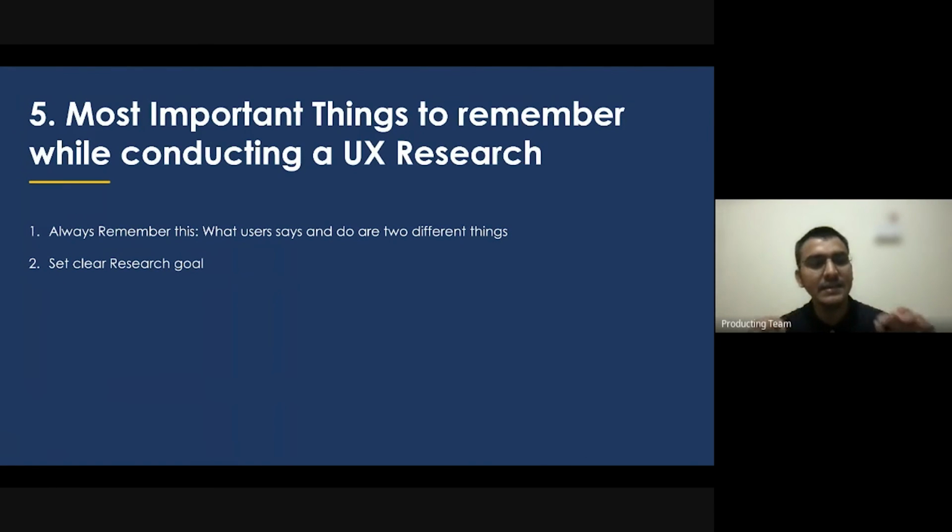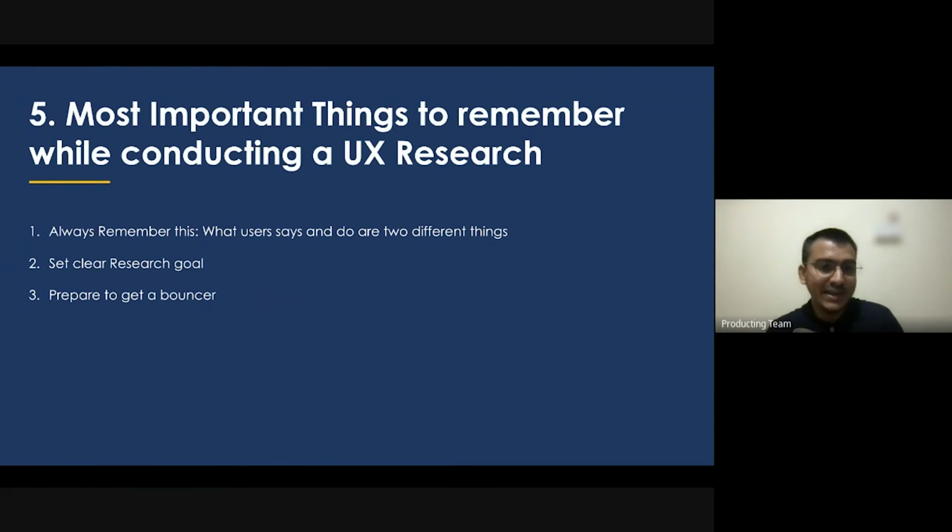Next, set a clear research goal. Very, very important. Do not just blindly jump into something. Whenever you get a problem statement from your product manager or from your analytics people or from any stakeholders, do not directly jump into it, right? Sit with them and try to understand, what should we achieve? What should we do? What should the end goal look like?